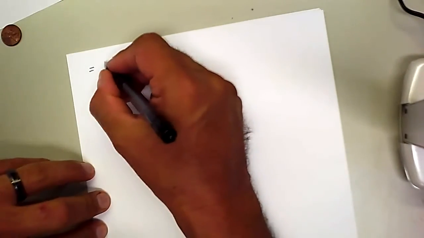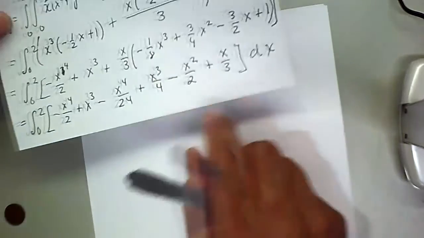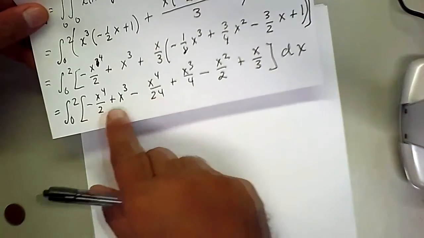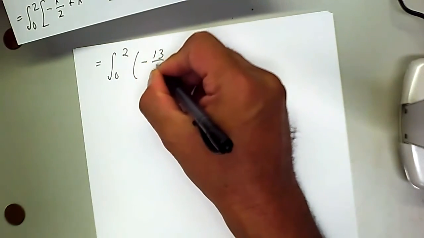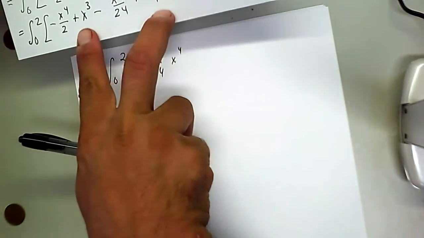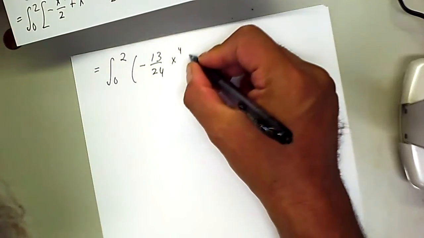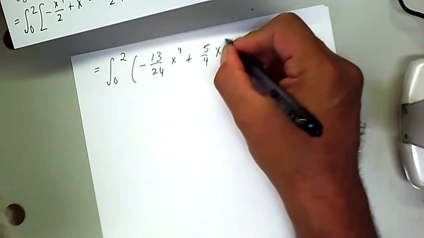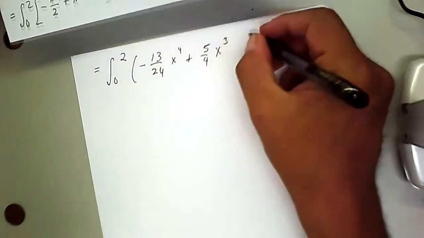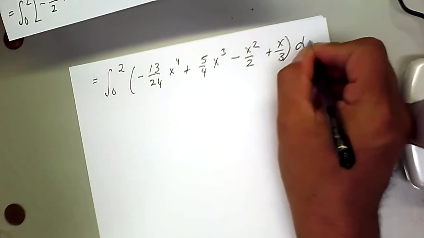So this is going to be equal to the integral from 0 to 2, parenthesis. Those two will combine. This is 12 24ths, and this is 1 over 24, and they're both negative. So we end up with negative 13 over 24, x to the 4. Those two combine. We have 1 plus 1/4, so that is 5/4, plus 5 over 4 x cubed. So those terms are taken care of. Then we have minus x squared over 2 plus x over 3, close parenthesis, dx.